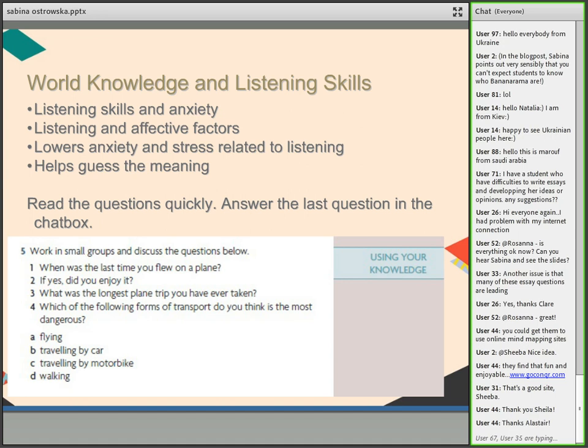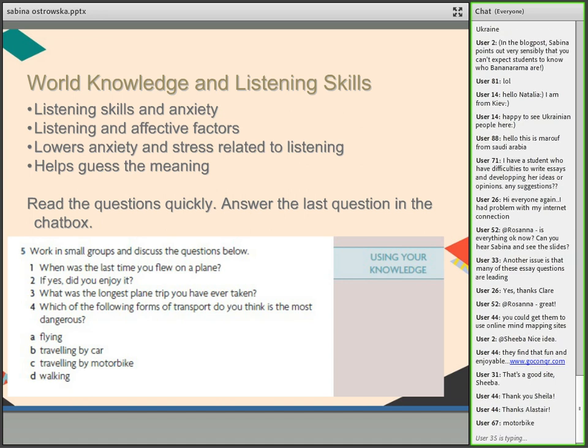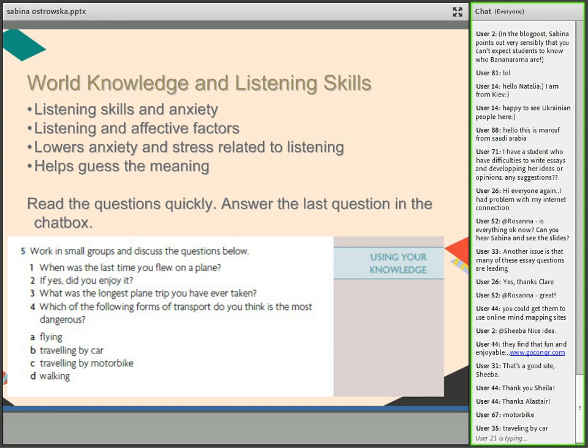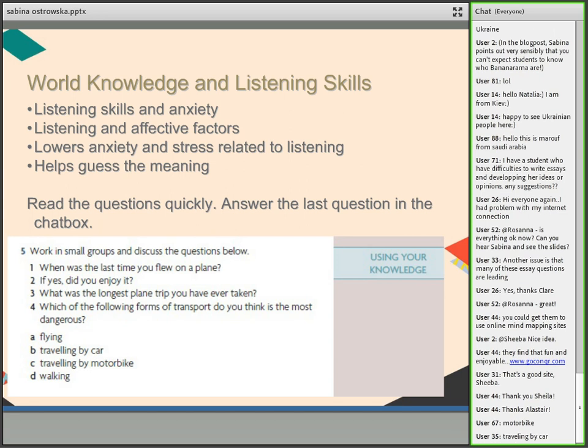When was the last time you flew on a plane? Did you enjoy it? I mean, most people who've flown on a plane have a lot of stories to say about it, and complaining what they like. I mean, we all love to talk about our plane trips. What was the longest plane trip you've ever taken? And what forms of transport do you think is the most dangerous?